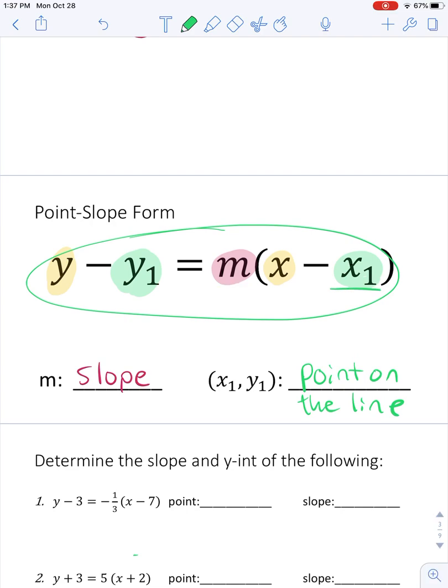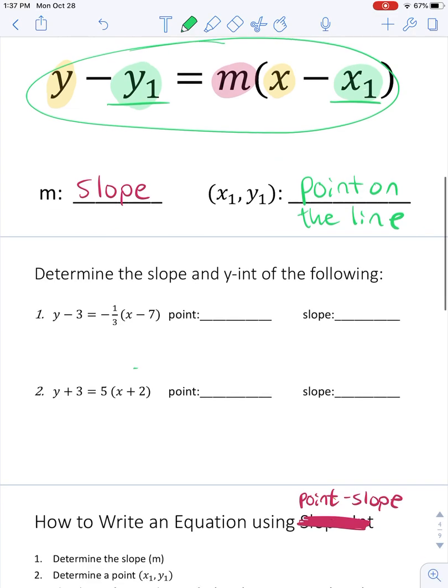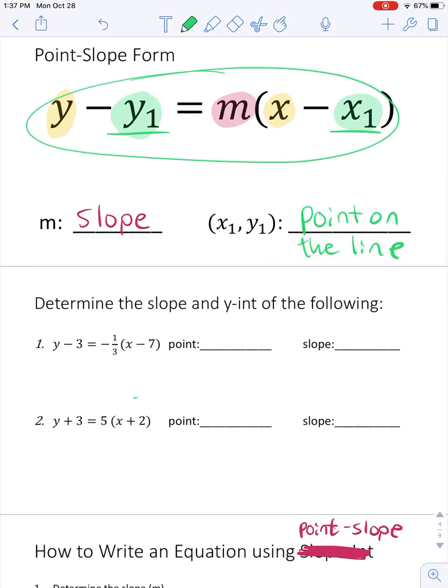But now you have this interesting idea that you have an x1, y1 within the formula, and that is an ordered pair for a known point on the line. X and y are not known, so they just stay x and y. But x1, y1 will be a known point on the graph, so we'll be able to plug in for those. So the first thing we want to do to get used to this formula is take a look at a couple of equations already written in this form, and we're going to pick out the key ideas about it.